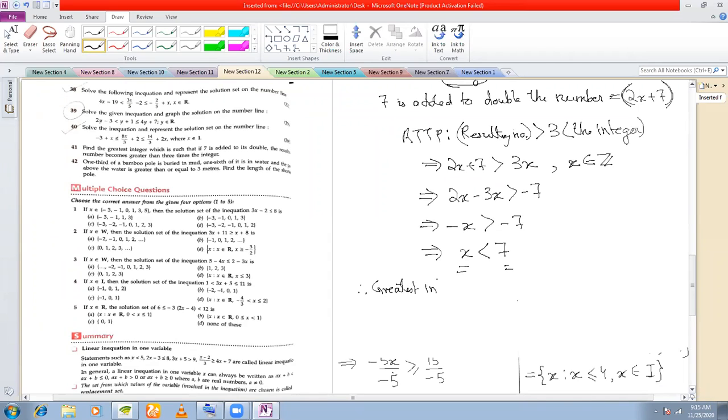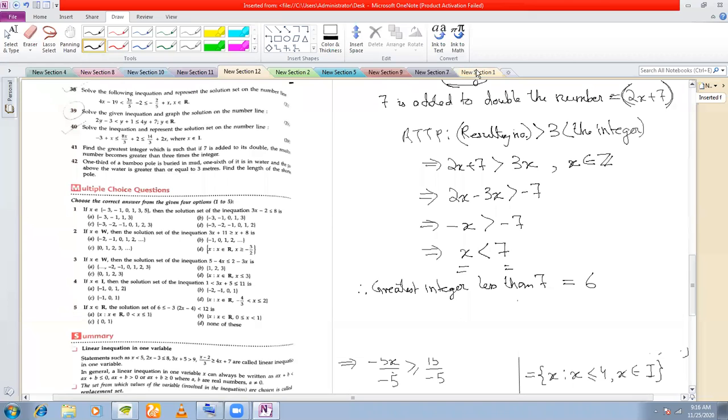Therefore, greatest integer less than 7. Tell me which greatest integer is less than 7. Anyone? 6. Finished. That's the answer. Six. Any questions on this problem? No, sir. So that's it.